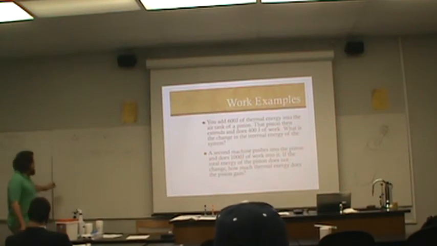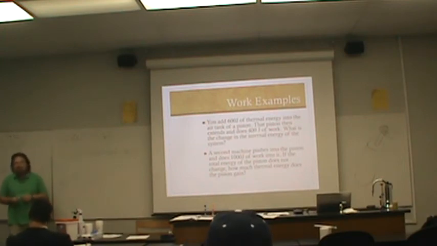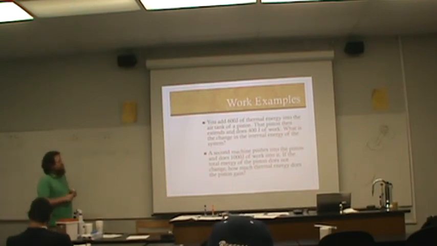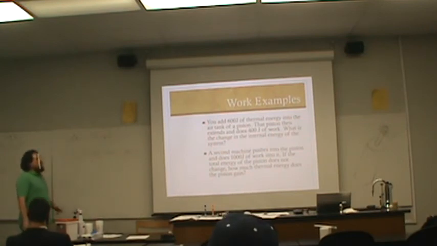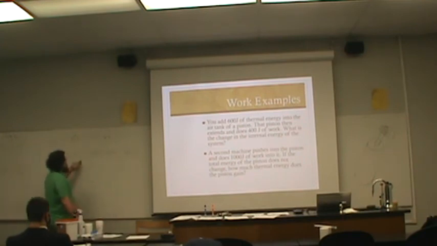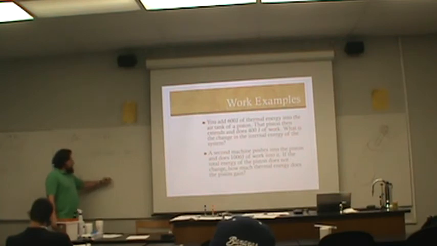All right. Now the second one. We're going to assume in this one that delta U remains 0 and that the process is 100% efficient, just for simplicity's sake. A second machine pushes into the piston and does 1,000 joules worth of work on the machine. Work is being done on the machine now. And we're told the total energy of the piston does not change. So for this version, delta U will be 0. Q is unknown. And we are adding 1,000 joules worth of energy into the system.